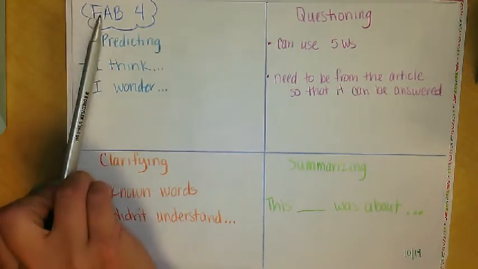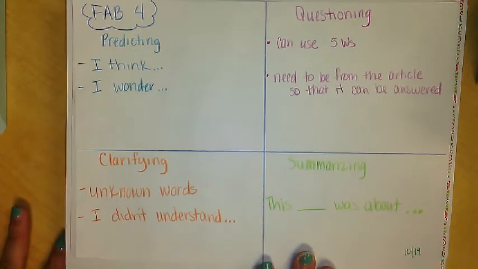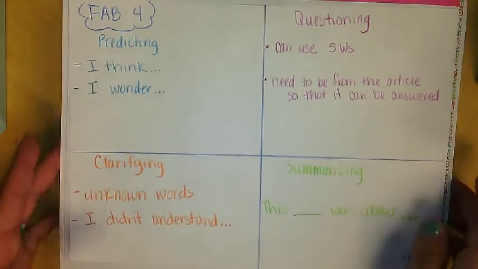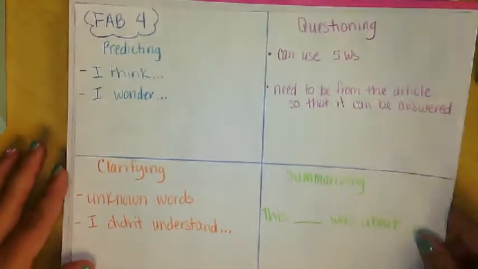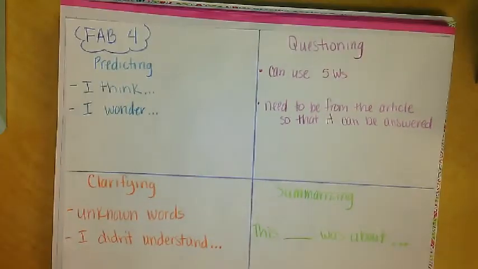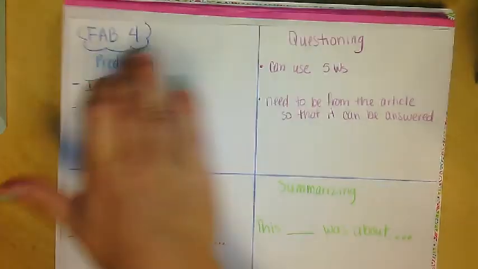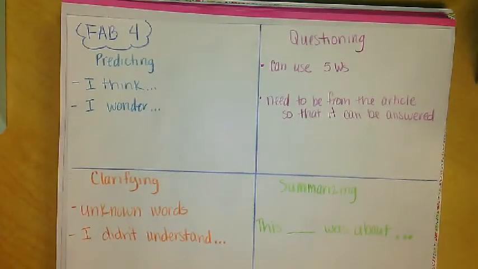You can see up here I've got this titled the Fab Four. Now you should either print out a copy of this to put in your social studies notebook, or you can just write it in. I've glued mine into my notebook. You can choose to do that, or like I said, just write it in. So the Fab Four questioning is exactly what it sounds like. It gives you 4 different things that you need to be doing when you're reading.